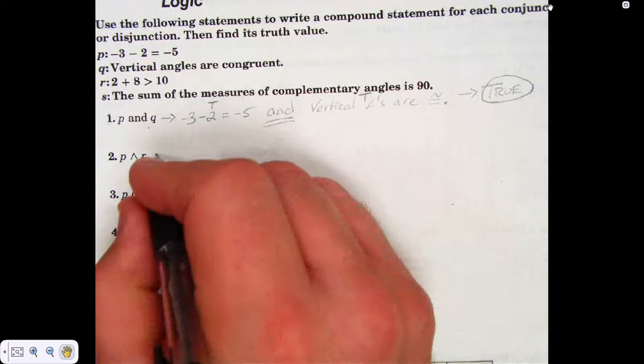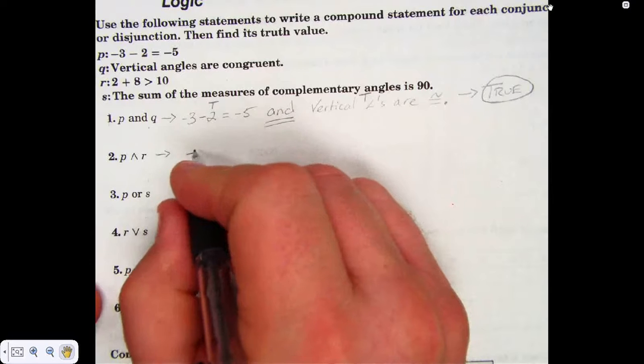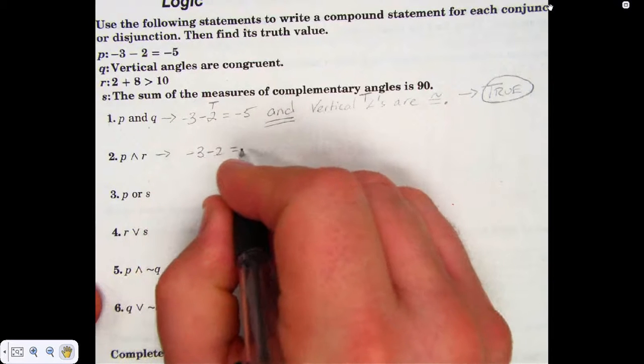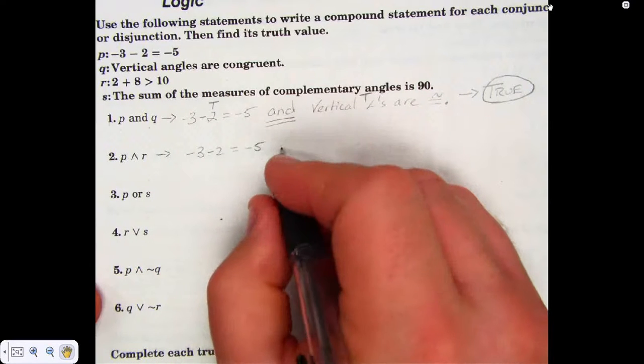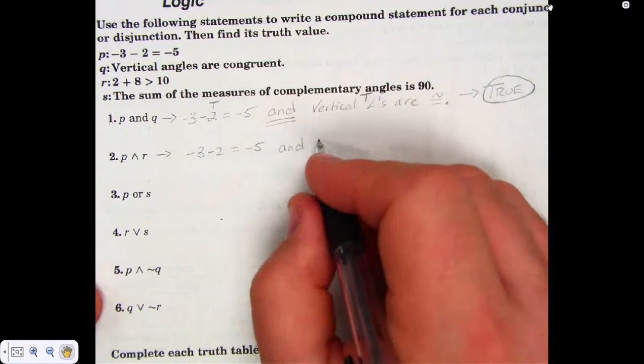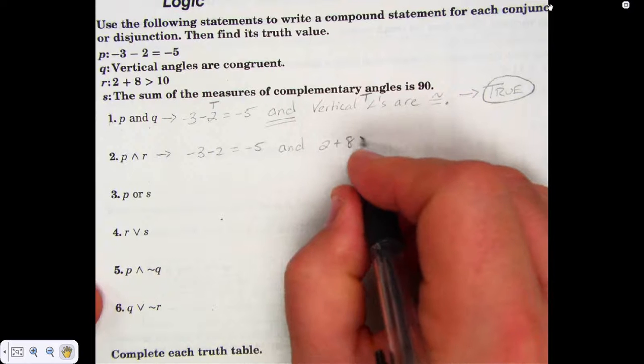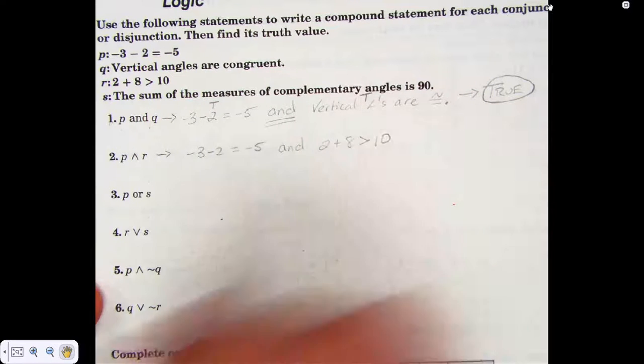Let's write this one down. P, which would be what? -3 minus 2 is equal to what? -5. What does that symbol mean? And what is R? 2 plus 8 is greater than 10.